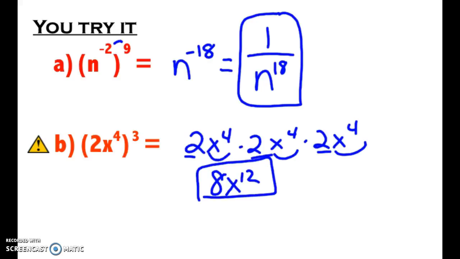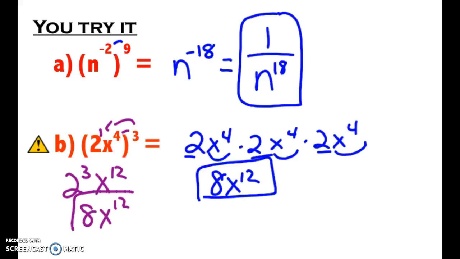So maybe you did it that way, or maybe you put a little 1 here, and then dealt with the multiplying the exponents thing, and did 2 to the 3rd power, then 4 times 3 here, x to the 12th, and then hopefully you simplified that out to get 8x to the 12th. But either way, you should have gotten 8x to the 12th.